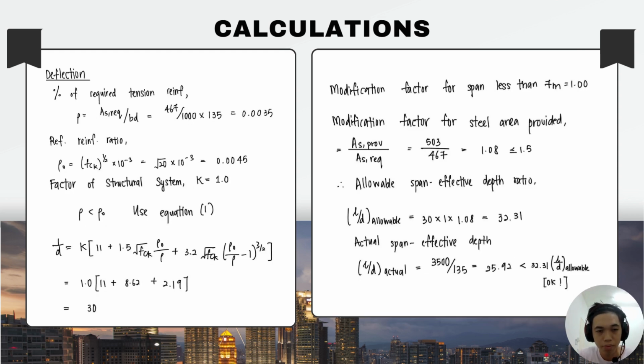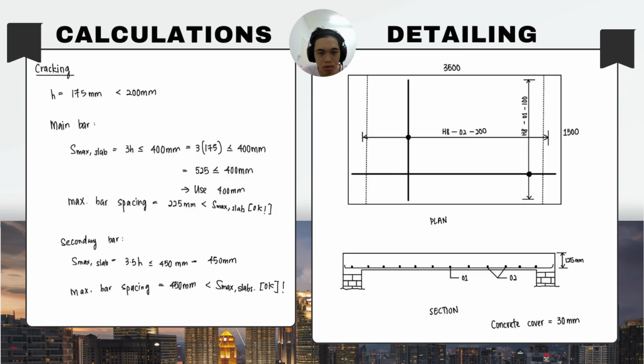For the deflection part, as you can see here, the actual is less than allowable, which means our value is okay. Because based on the formula that we have done in this slide, the allowable value is 32.31 and the effective depth is 25.92, which means the actual is lesser than the allowable, which means the deflection is okay.